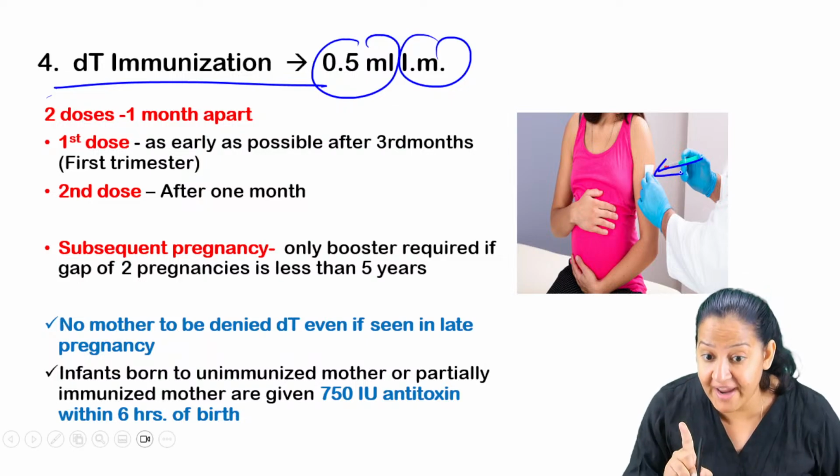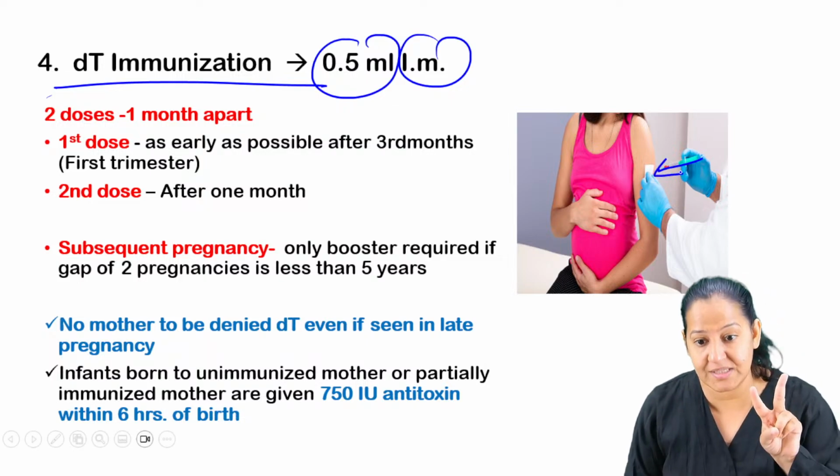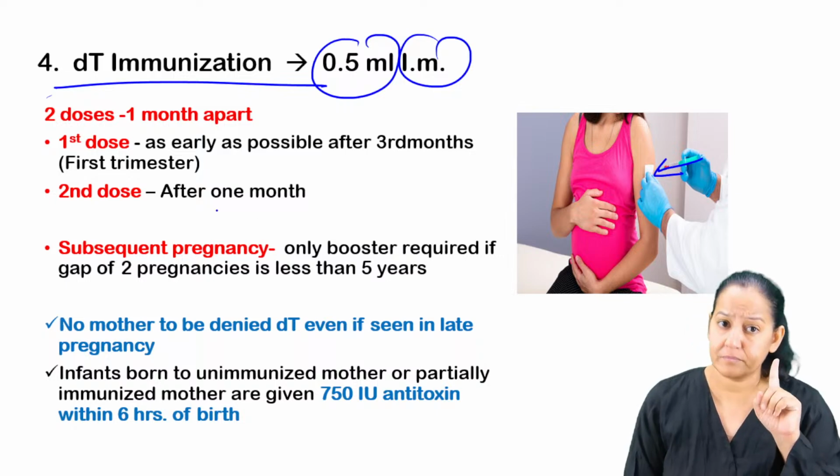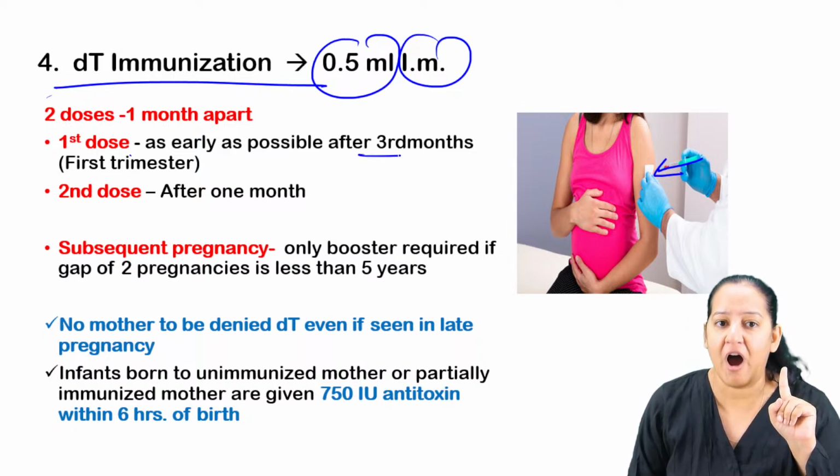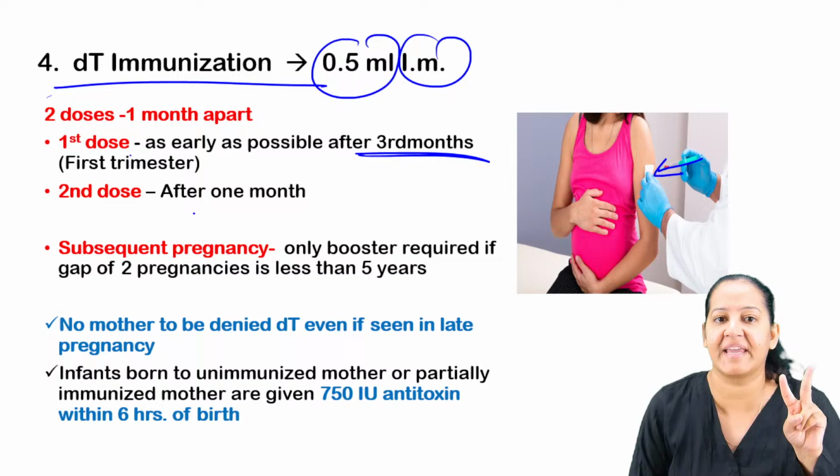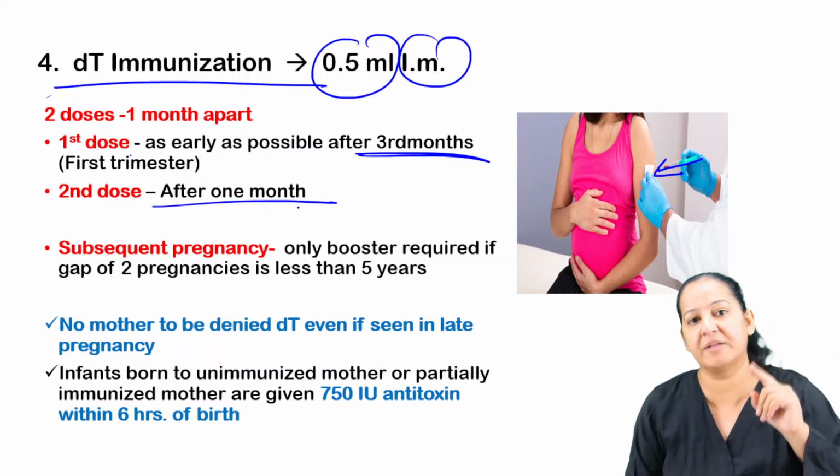You can see 0.5 ml intramuscular. 2 doses are given 1 month apart. The first dose should be given after the 3rd month in the first trimester, and the second is given 1 month after the first dose.